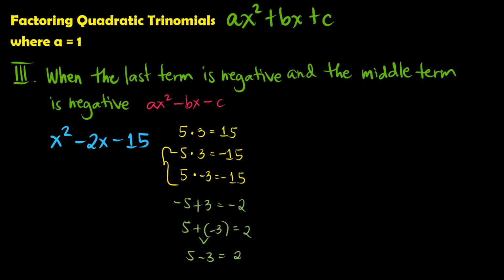So, ang nag-satisfy na pwede natin gamitin for our factor is itong negative 5 times 3 at saka negative 5 plus 3. Kasi sila yung nagbigay ng product na negative 15 at lumabas din yung sagot kay numerical coefficient sa middle term na negative 2. That's how we're supposed to solve it.